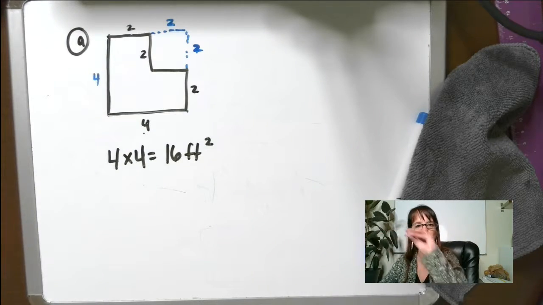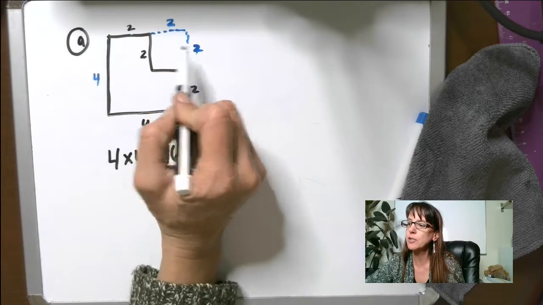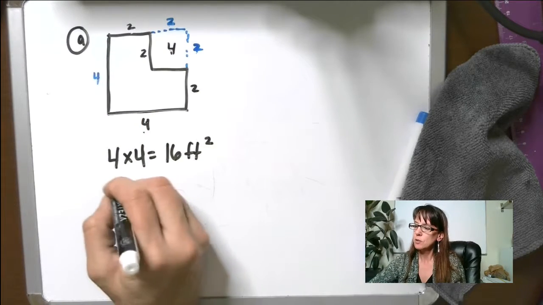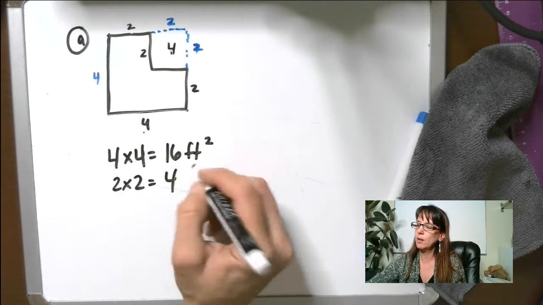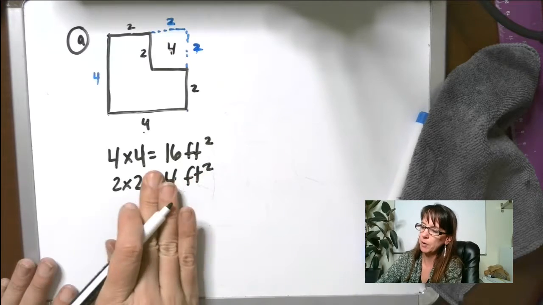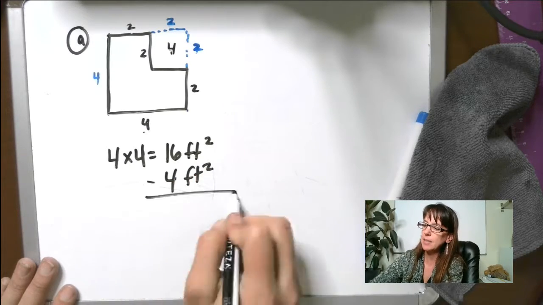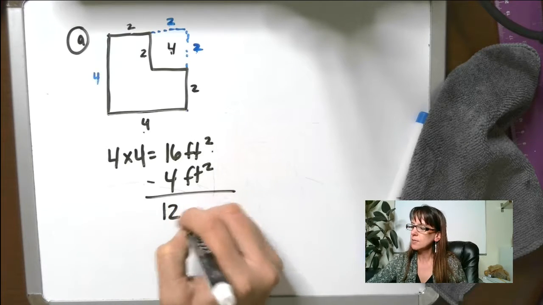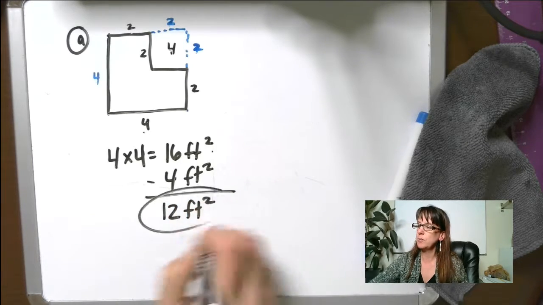Shark came along, took a bite out. This bite was 2 by 2, this guy right here, right? 2 by 2 is 4, right? So 2 by 2 equals 4 feet squared, or actually you could just probably write 16 minus, because we have the whole amount, we got the shark bite, right? That gives us 12 feet squared. So your answer should be 12 feet squared.